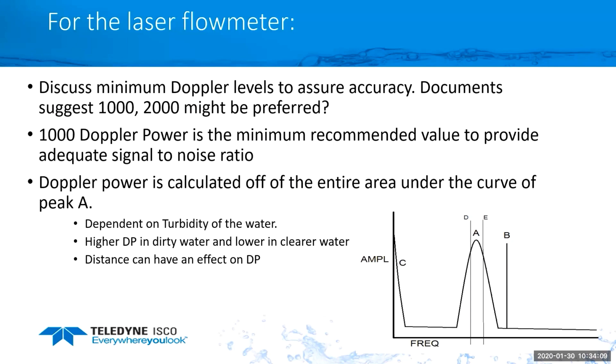So the dirtier the water, the higher the Doppler signal you're going to see. The cleaner the water, the Doppler power is going to decrease. It doesn't mean that it's a better or worse reading. It just means that we have more or less particles in the water. And then the distance away from the water is going to have an effect on that Doppler power reading. But what we're looking for is we just want the Doppler power to be higher than the noise level. So in this example on that bottom right, C, that's just the electronic noise level. We just want to make sure that we have a higher signal than the noise, so we get accurate flow readings or velocity readings.